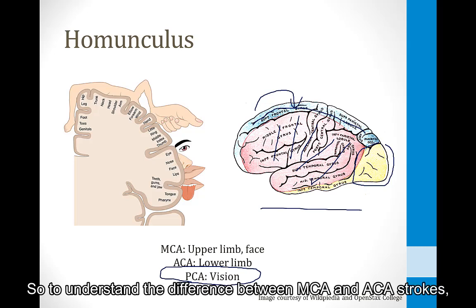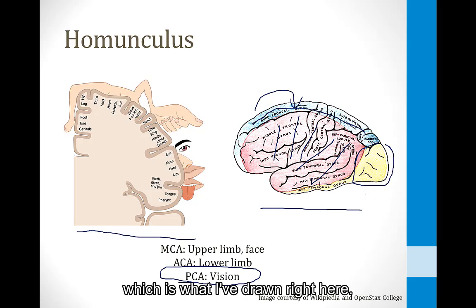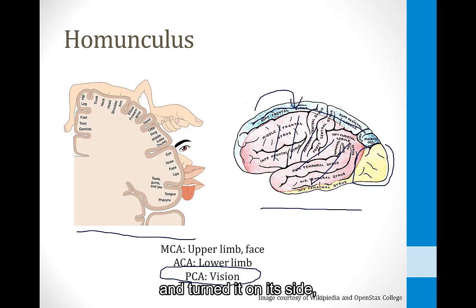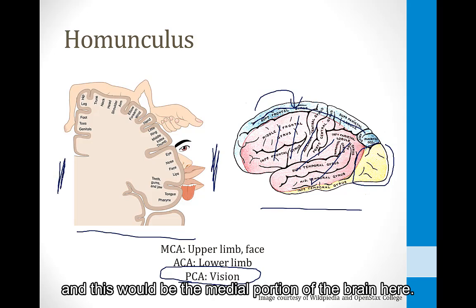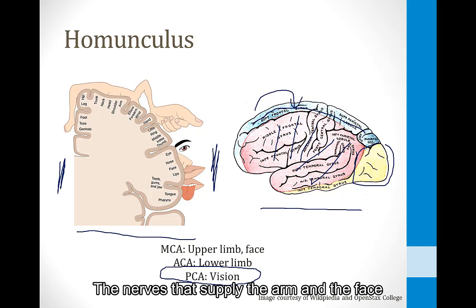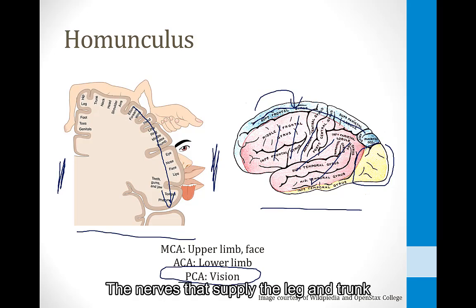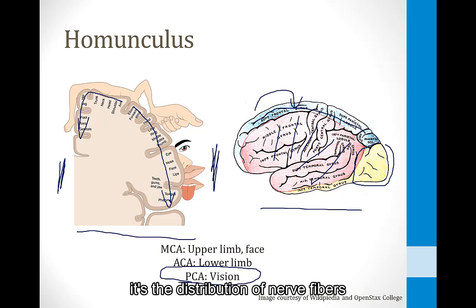To understand the difference between MCA and ACA strokes, you have to understand the homunculus, which is what I've drawn right here. If you took the motor strip out of the frontal lobe and turned it on its side, this would be the lateral portion of the brain here, and this would be the medial portion of the brain here. The nerves that supply the arm and the face are on the lateral portion of that motor strip. The nerves that supply the leg and trunk are on the medial portion of that strip right there. And we call this the homunculus. It's the distribution of nerve fibers in the motor strip of the brain.